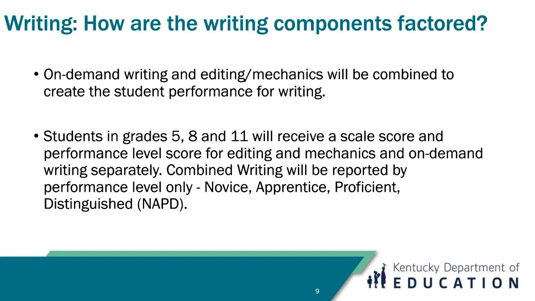On-demand writing and editing mechanics will be combined to create the student performance for writing. Students in grades 5, 8, and 11 will receive a scale score and performance level score for editing and mechanics and on-demand writing separately. Combined writing will be reported by performance level only: novice, apprentice, proficient, or distinguished.